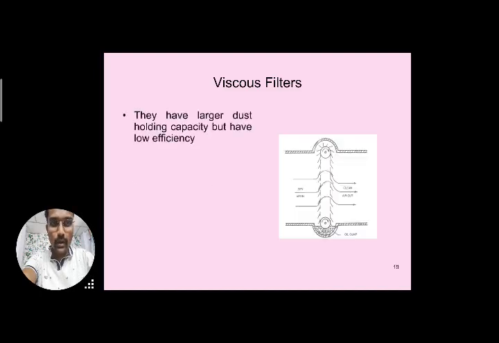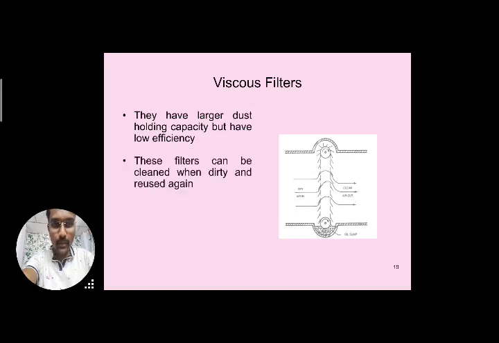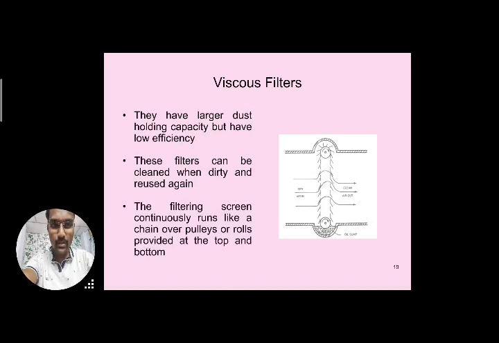Now they have larger dust holding capacity but low efficiency. Why? Because here we have to run the pulleys, the elevator has to be moved at all times, and every time the oil has to be provided in the oil sump. So compared to the dry filters, this efficiency is less. These filters can be cleaned when dirty and reused again, so this one is also a reusable type.